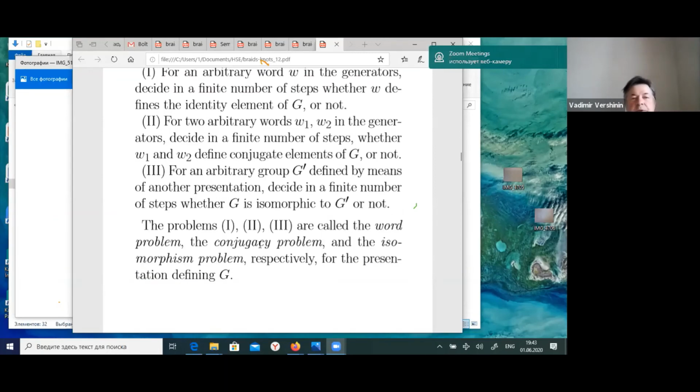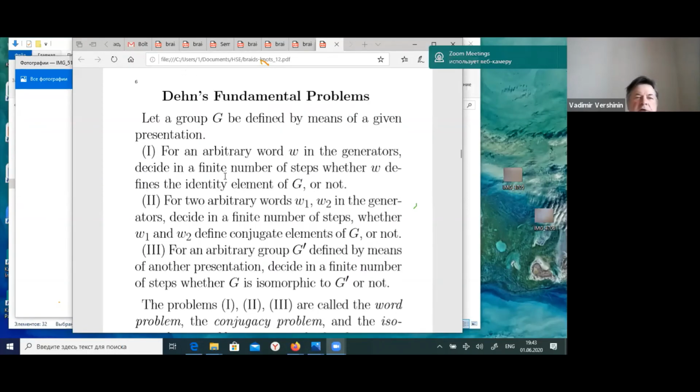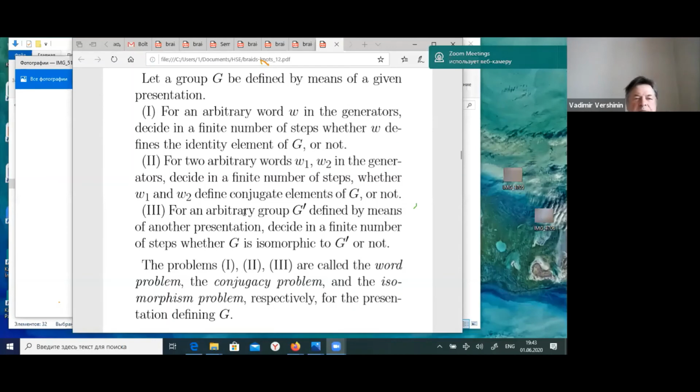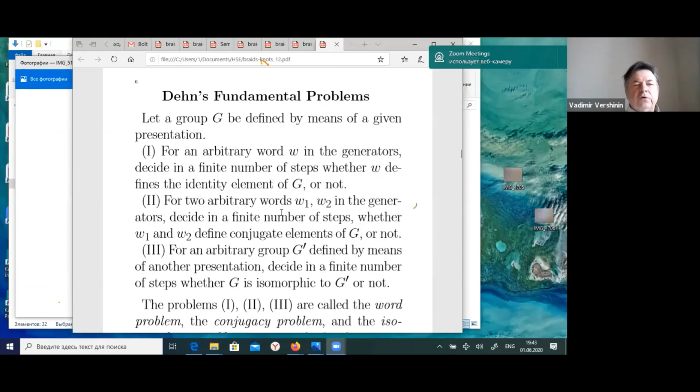But it is not so simple. These problems were formulated in the 20s, but then it turned out that in general, for all groups, in classes of groups, these problems are not solvable algorithmically. So to distinguish arbitrary groups given by arbitrary presentations, even finitely presented, is not an algorithmically solvable problem. So there are, of course, simpler problems.